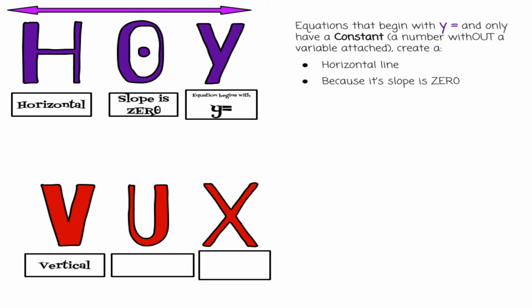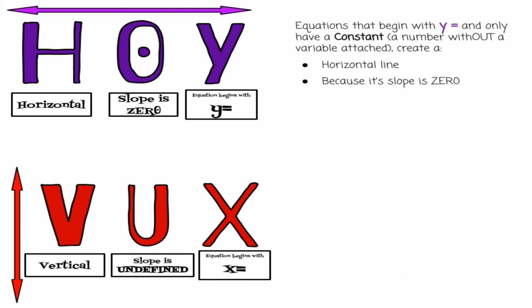In case you forgot what direction vertical is, it's up and down. Whenever you have a line that goes up and down, its slope is actually undefined. You guys might remember that slope guy or slope man. Now, this will occur whenever you have an equation that begins with x equals.